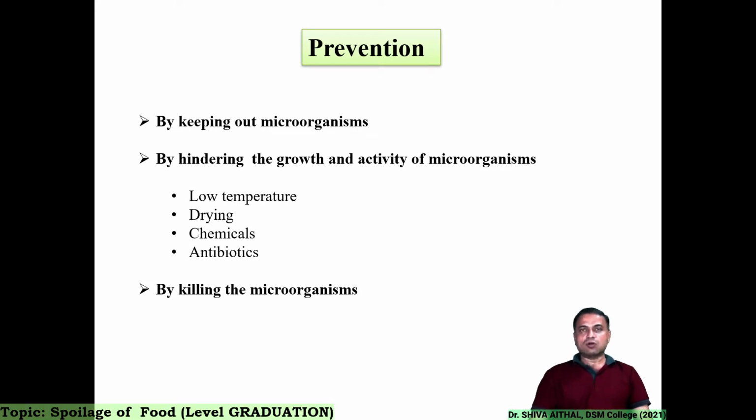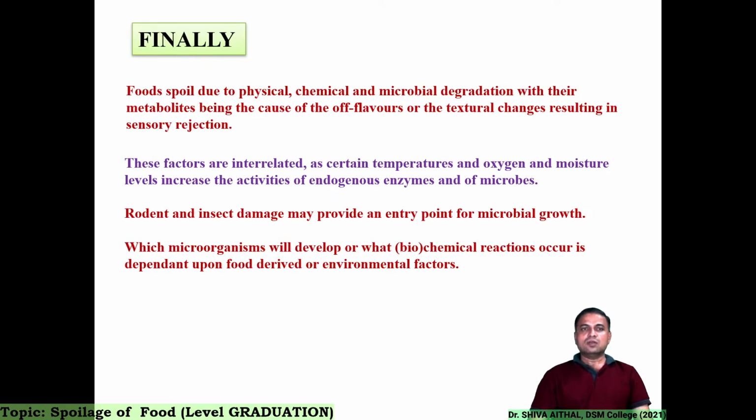You can even kill the microorganisms by subjecting it to heat. Finally, some important points of spoilage I would like to tell you. Usually we have these in detail at MSc level, but as you are students of graduation who aspire to become postgraduates or masters in this subject, I would like to throw some light on the present status of spoilage of food. Foods spoil due to physical, chemical and microbial degradation, as we just saw, with the metabolites being the cause of off flavors, textural changes, or resulting in sensory rejection.